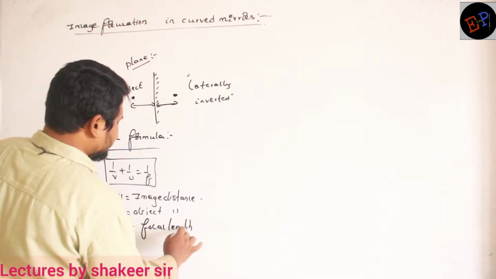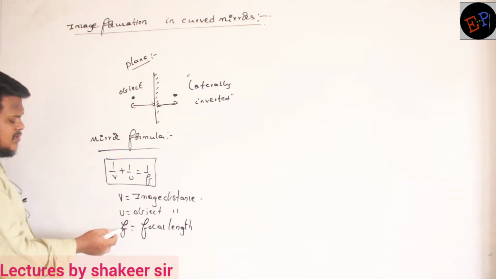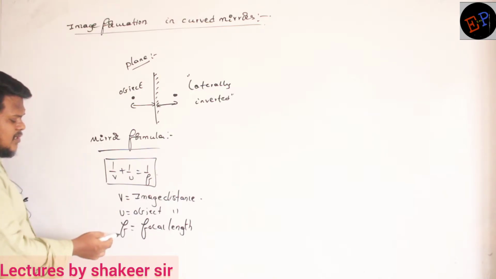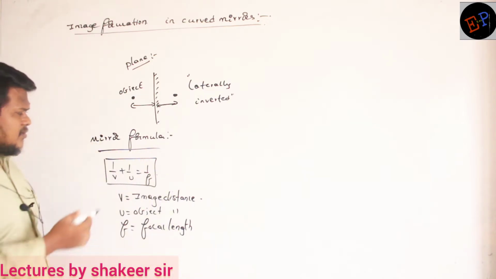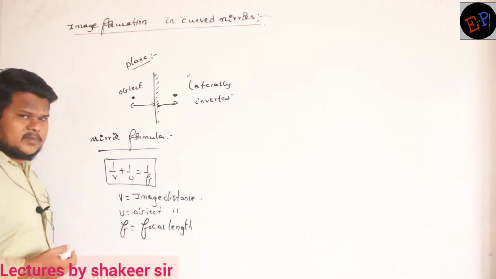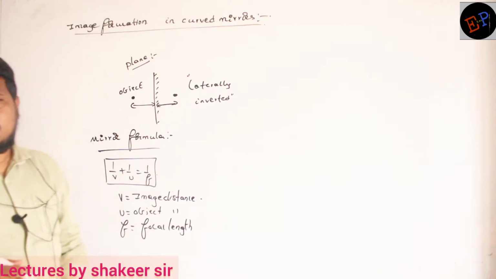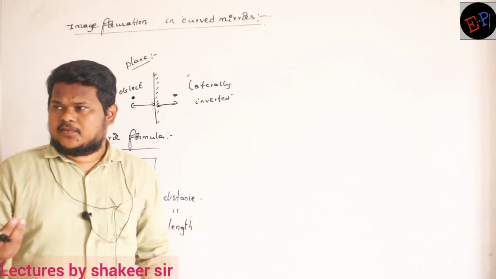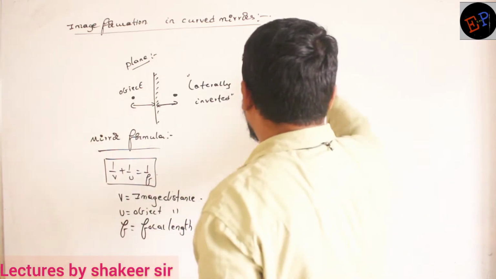If I know the object distance and focal length, I can calculate image distance. If I know the distance of the image and focal length, I can calculate object distance. Are you able to understand? So this formula we call the mirror formula: 1 by v plus 1 by u is equal to 1 by f. Now here sign conventions are very important. Which one I have to take positive, which one I have to take negative, that is very important. So first of all, let us study about the sign conventions.